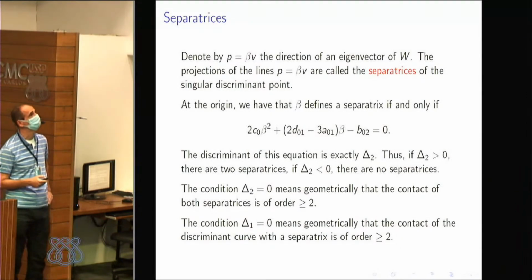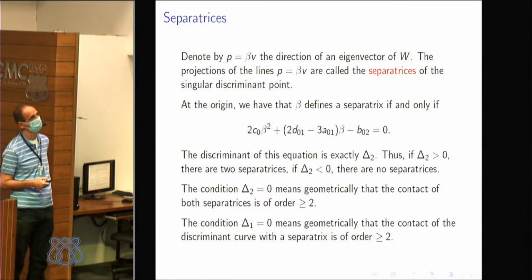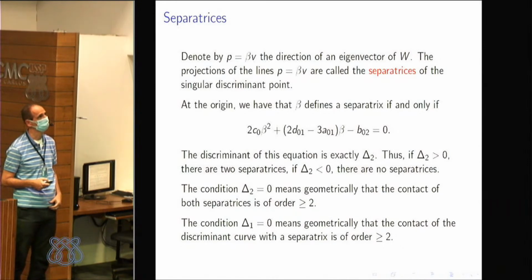Denote the direction of an eigenvector of W. The projections of the directions are called the separatrices of the singular discriminant point. At the origin, the direction beta defines a separatrix if and only if it satisfies this equation. The discriminant of this equation is delta 2.